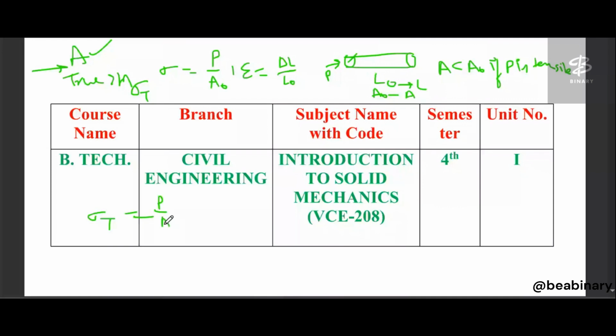And engineering stress is equal to P upon A naught, meaning load upon original area. So load upon original area is called engineering stress, or normal stress. But in case of true stress, I have already explained, stress calculated on the basis of current or actual area A is called true stress.